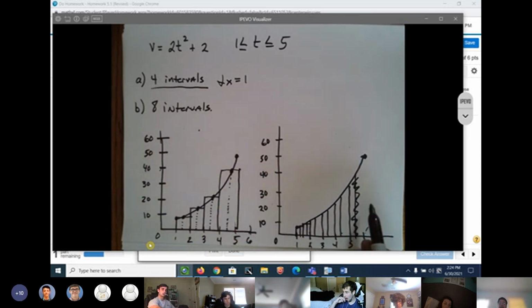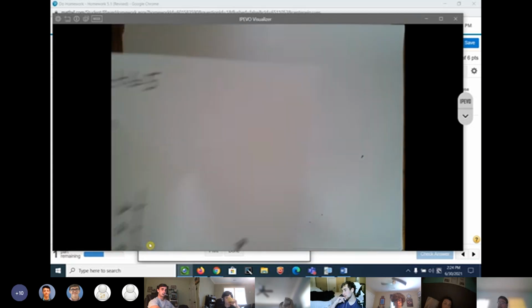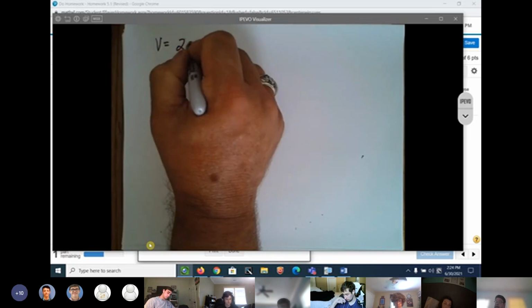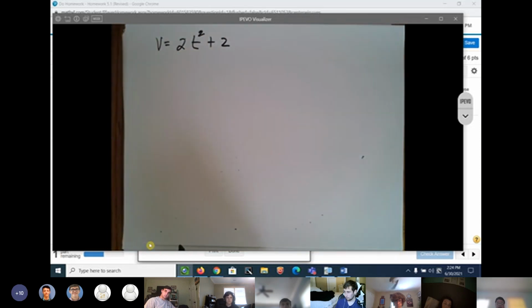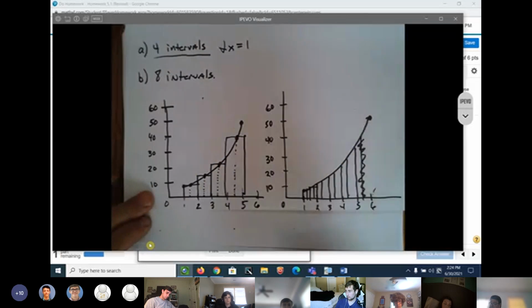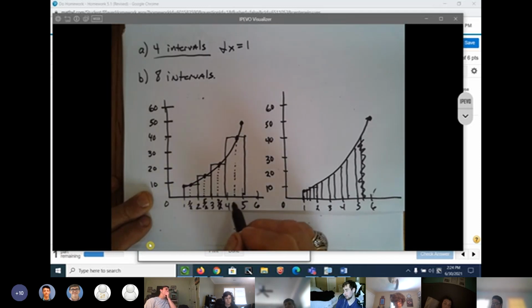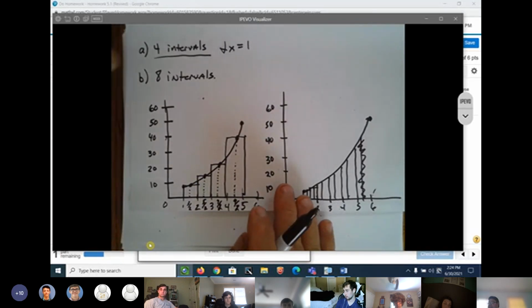So I'll do all 4 of these. I'm not going to do all 8 because that takes too much time. But we're going to do it algebraically. So our formula is v equals 2t squared plus 2. And we're going to use 3 halves, 5 halves, 7 halves, and 9 halves. Somebody tell me why I'm using fractions.